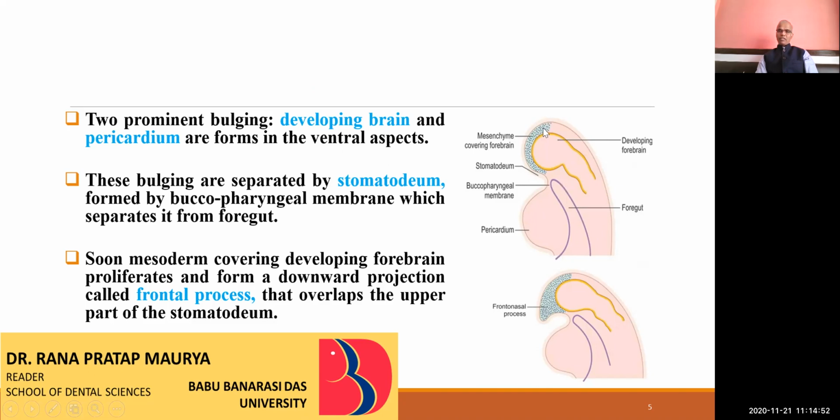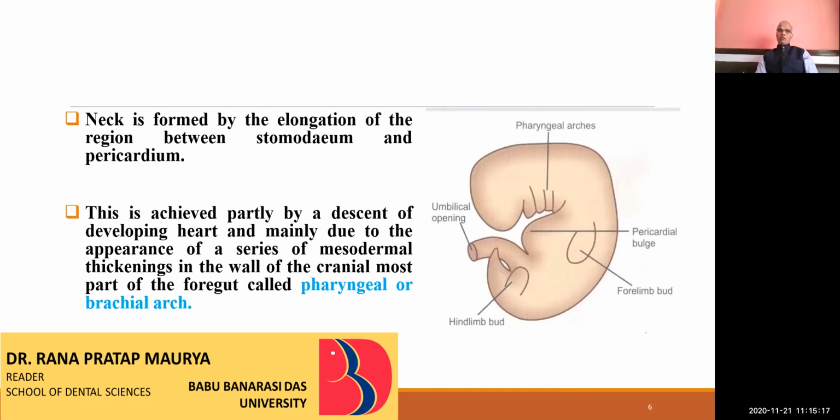Soon the mesoderm, which covers the developing forebrain, proliferates and forms a downward projection called the frontonasal process. That covers the upper part of the stomodeum. This is the stomodeum. A neck is formed here by elongation of the region between the stomodeum and the pericardium. This is the neck. This is achieved partly by descent of the developing heart and mainly due to the appearance of a series of mesodermal thickenings in the wall of the cranial-most part of the foregut, which are called pharyngeal arches or branchial arches.